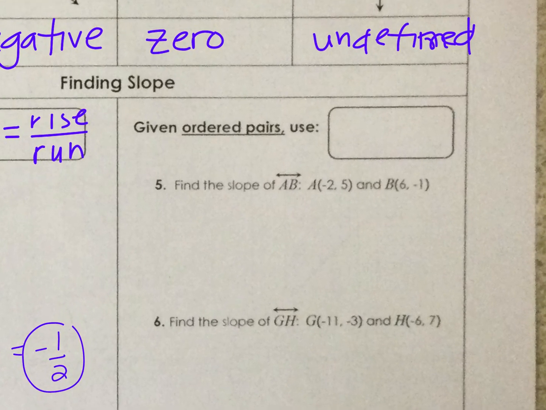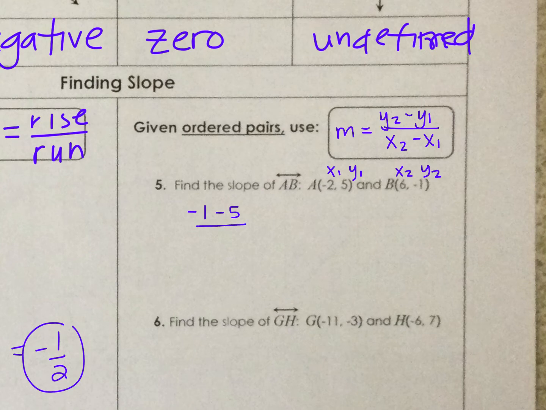If we just have points, we could graph it, or we can use the slope formula, y2 minus y1 over x2 minus x1. x1, y1, x2, y2. So the easiest thing to do is to label your parts and then say negative 1 minus 5 over 6 minus negative 2. Negative 1 minus 5 is negative 6 over 8. That would reduce, if you typed it in your calculator, to negative 3/4.